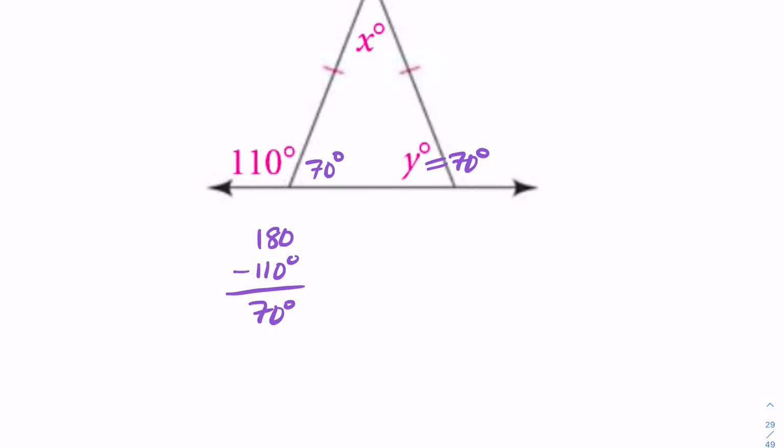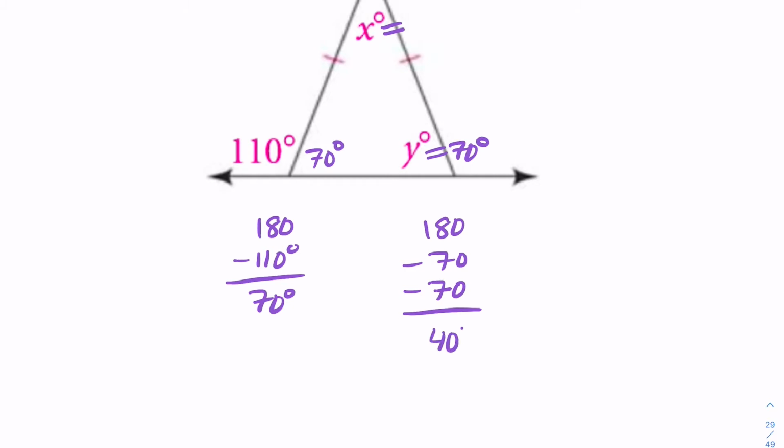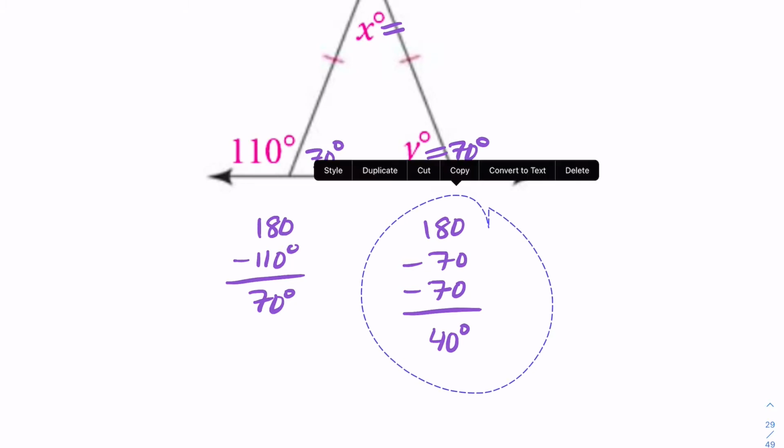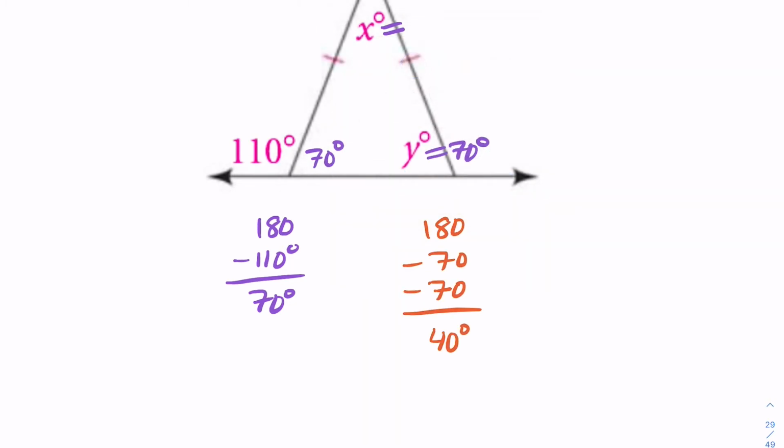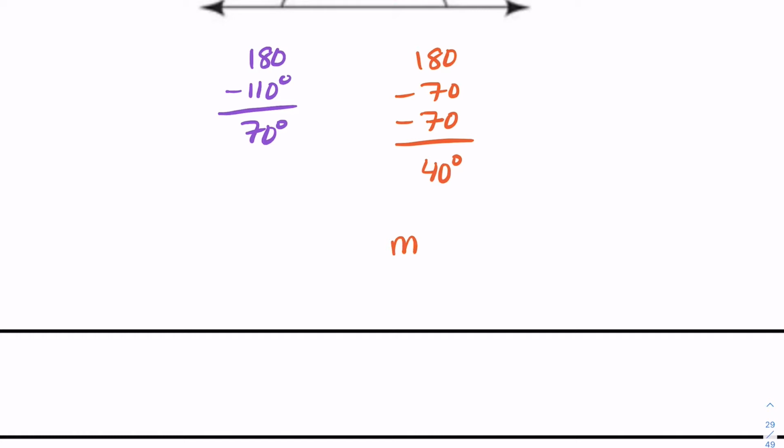And so now to find angle X, that's my last one. I'm going to do 180, take away the two angles I know. So let's take away 140, which gives me 40 degrees. And there we go. So the measure of angle Y is 40 degrees. And the measure of angle X is 70 degrees.